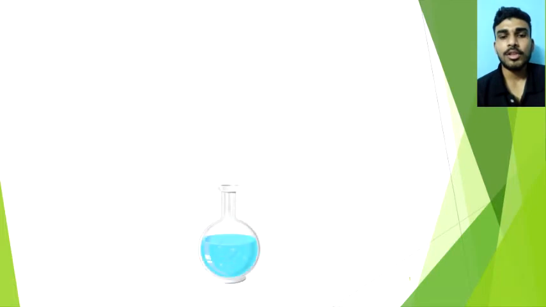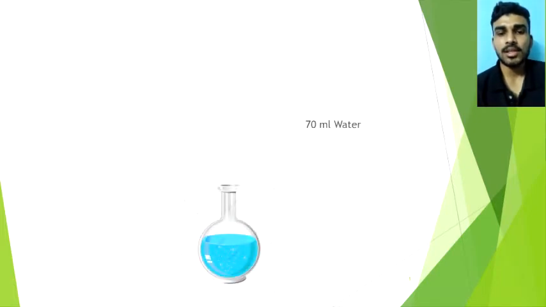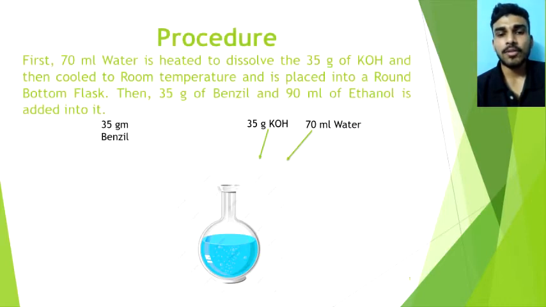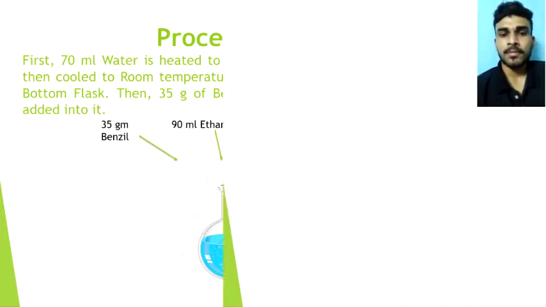Now we will move towards the procedure for the synthesis of benzilic acid. First of all, 70 ml water is taken into a beaker and heated on a hot plate. In that, 35 gram of potassium hydroxide is added and then it is cooled to room temperature and added into a round bottom flask. In that solution, 35 gram of benzil and 90 ml of ethanol are added. The color of the resulting solution will become blue.